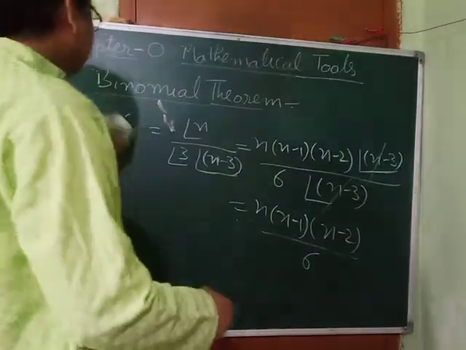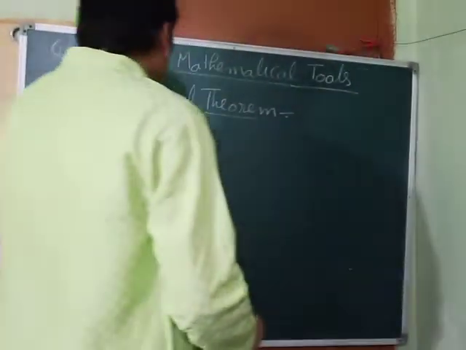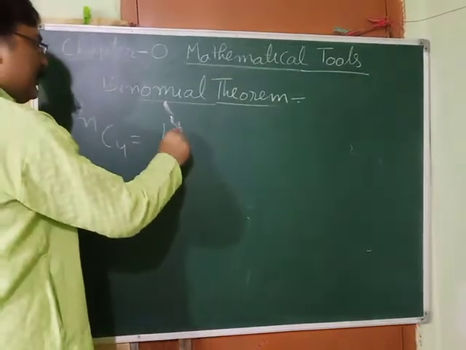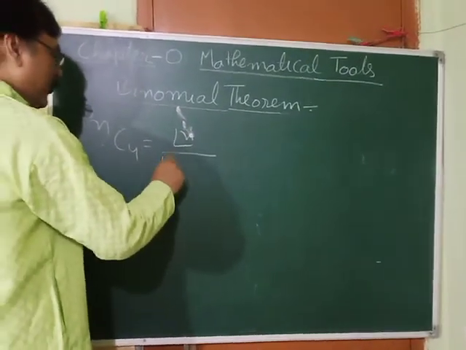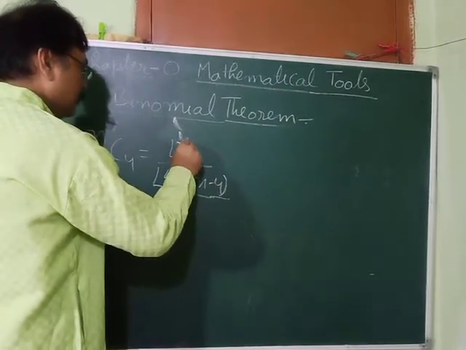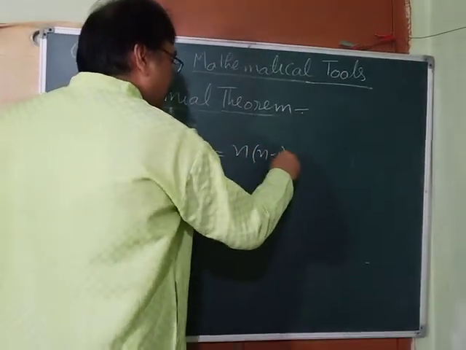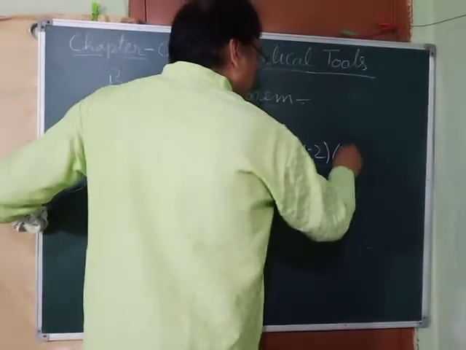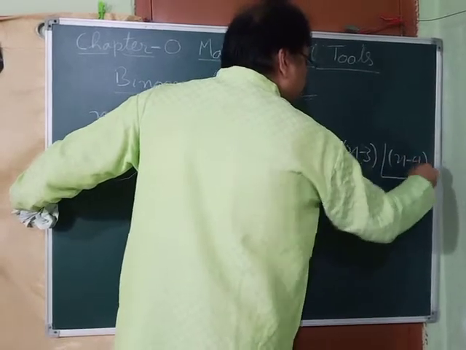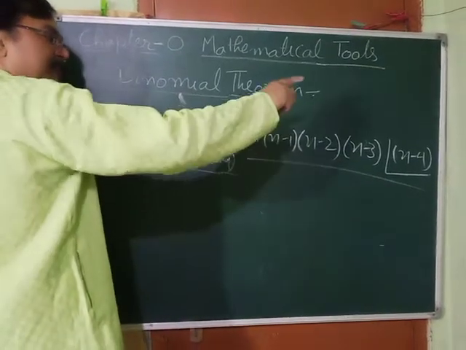I'm going to rub this. nC4 is factorial n over factorial 4 times factorial n minus 4. Now what can we write here? We can write n, n minus 1, n minus 2, n minus 3, and factorial n minus 4. Why am I stopping at n minus 4? Because here n minus 4 is there, so again we can cancel it.